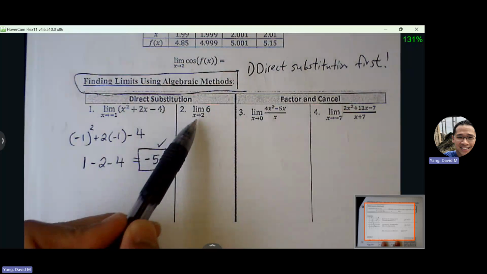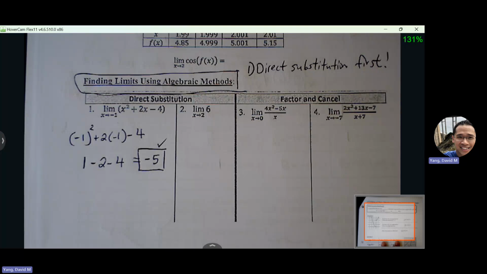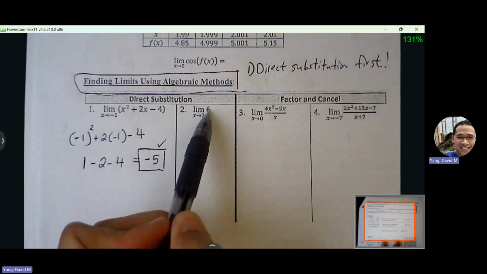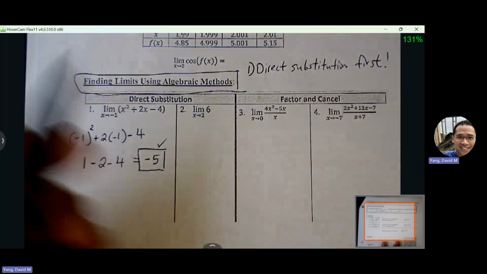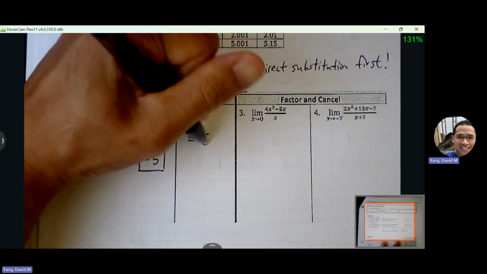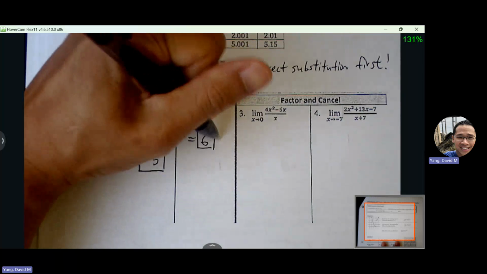Okay, here, number 2, limit as x approaches 2 of 6. I can't plug 2 into 6. That 6 is a constant, so my limit is just going to be equal to 6, and that's a real number, and that's my limit as well.